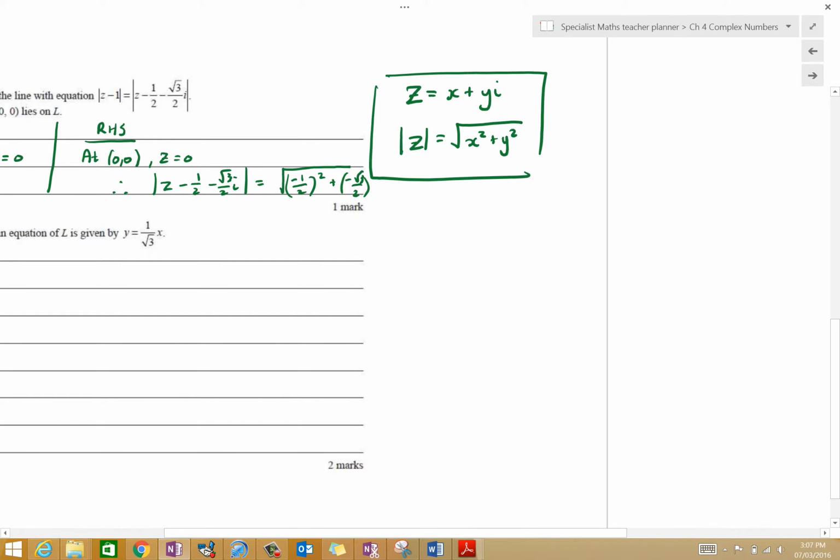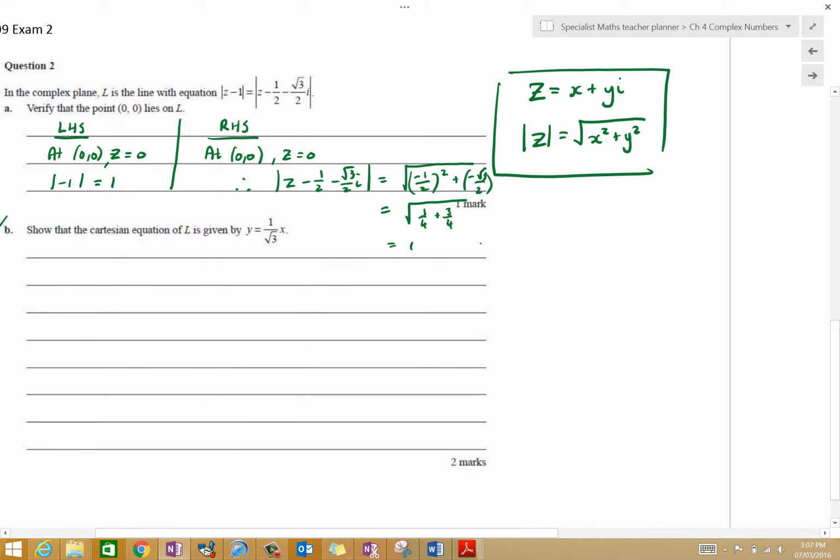Now, when you're verifying, just don't go "that equals 1." Make sure that you show the examiners that that is 1 over 4 plus 3 over 4, which is equal to 1. Therefore, we can say we've now verified them. So, the left-hand side is equal to the right-hand side as required. It's definitely a little bit more work than you'd like for 1 mark.